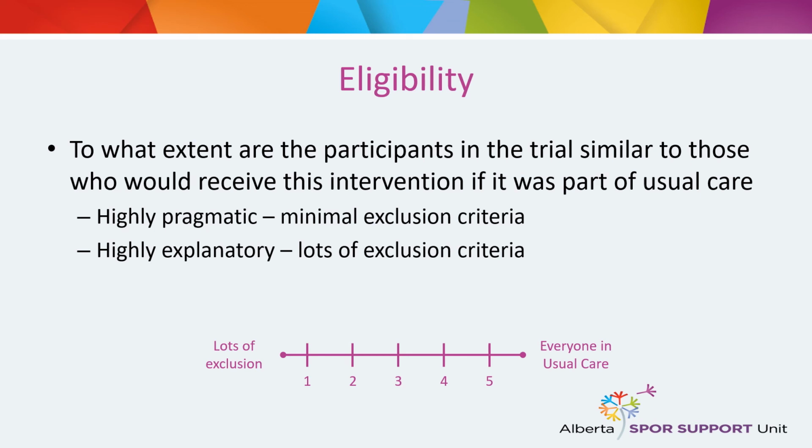The eligibility domain asks, how closely do the participants in the trial represent the treatment population in usual care? For example, if an intervention in usual care is for patients older than 15 years of age with asthma, including all patients older than 15 with asthma would be very pragmatic. Excluding patients who do not meet age criteria or have numerous comorbidities, or patients with low adherence or poor follow-up history, would make the patient population more homogeneous and the trial more explanatory.